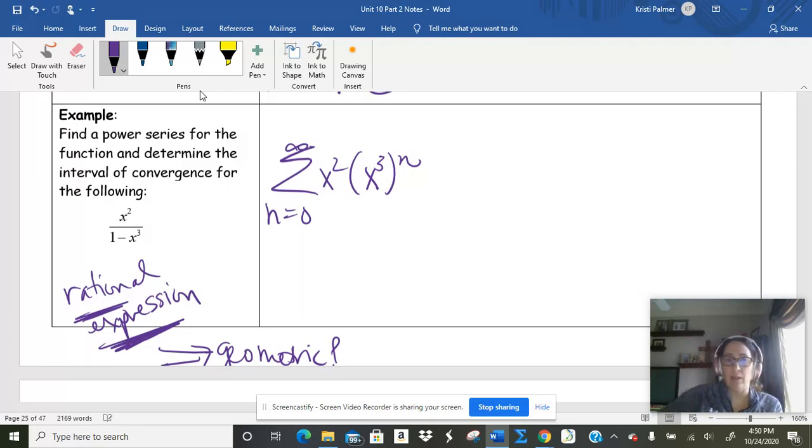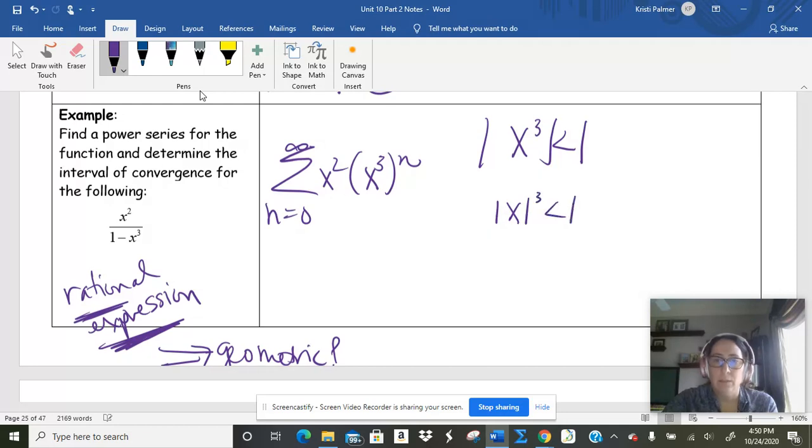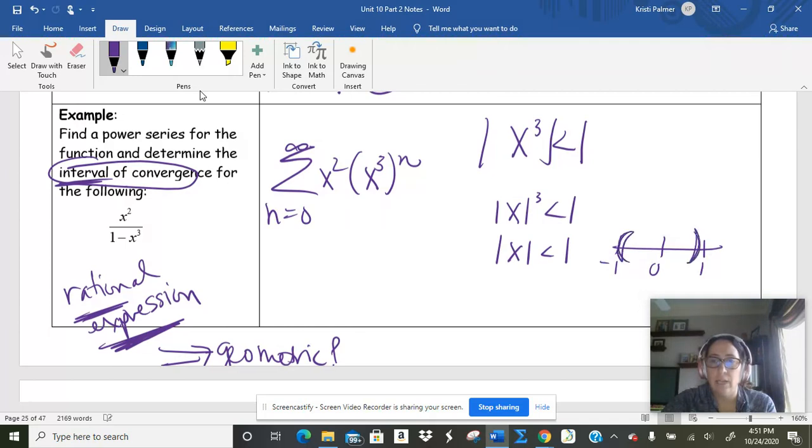Okay, so this is what I got. So I'm looking for where my r is less than 1 for my radius of convergence. Cube root of 1 is still 1. Geometric, so now let's see the interval of convergence. So I know I'm centered at 0. I'm going out to 1 and negative 1. And on geometric, they always diverge. Endpoints always diverge. Or you could have written it like this.